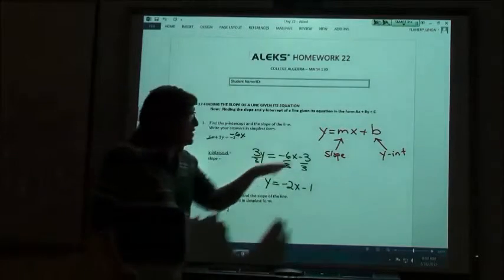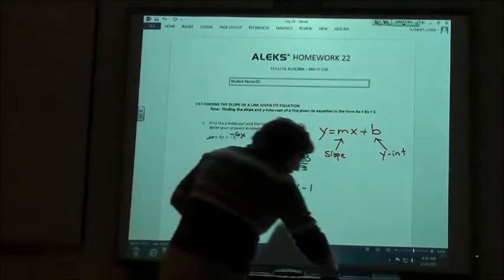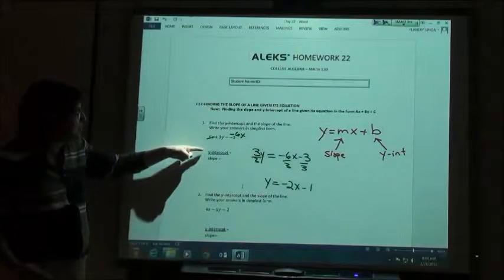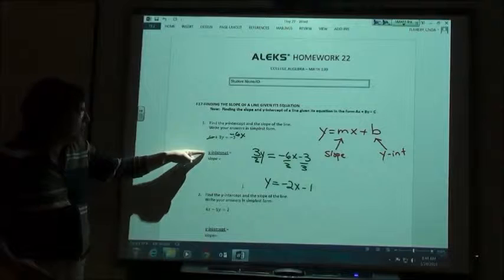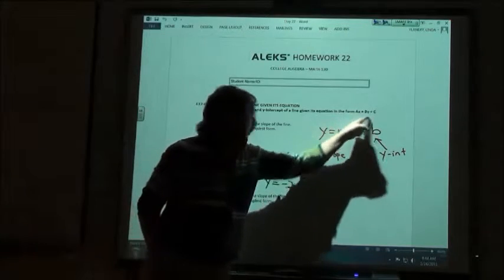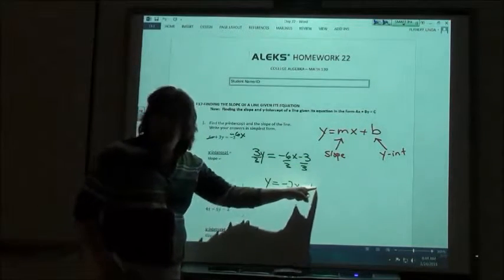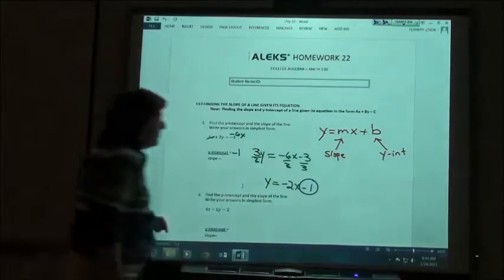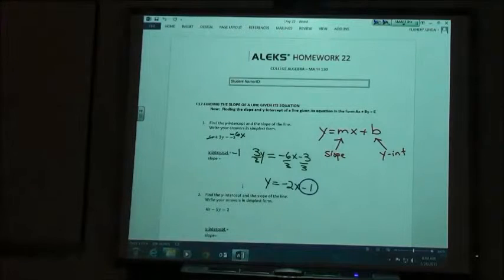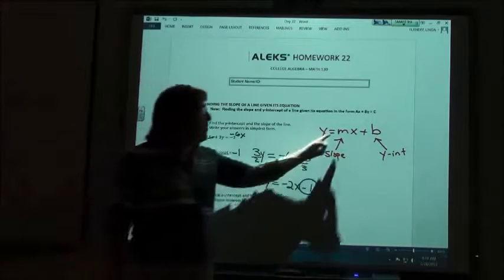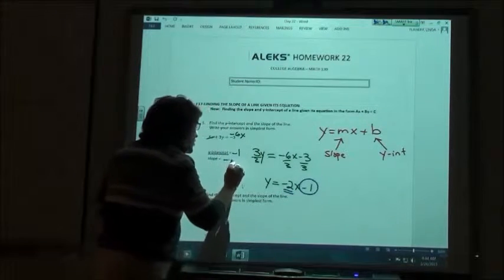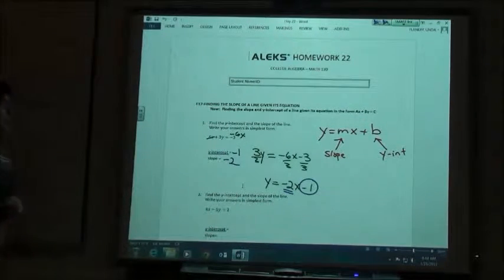Now that I have my equation in slope-intercept form, I can pick out, and they will switch these around, so make sure you read which one they want, but this one they want the y-intercept first. The y-intercept is just that number on the end, in this case, the negative 1. My slope is the number that's in front of the x, so the number in front of the x is a minus 2. So my y-intercept is negative 1, my slope is negative 2.